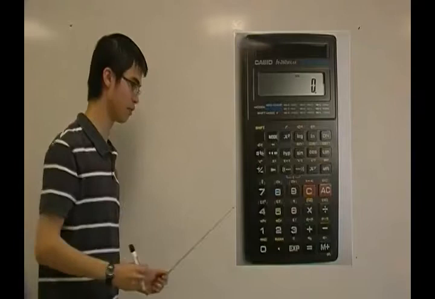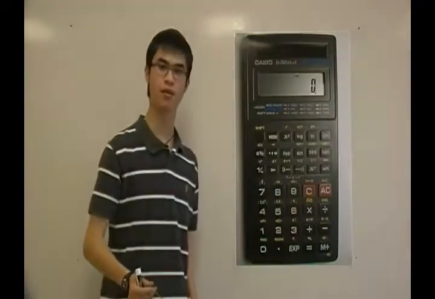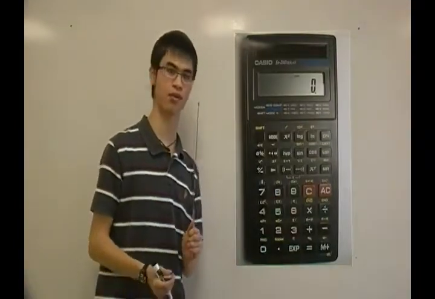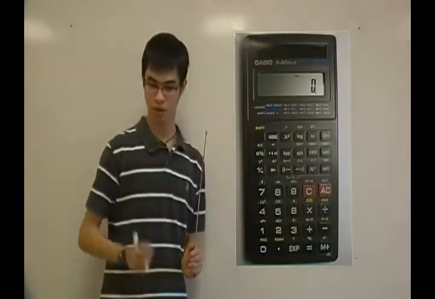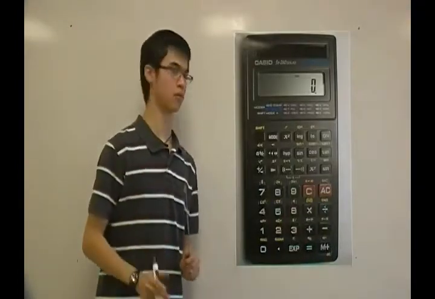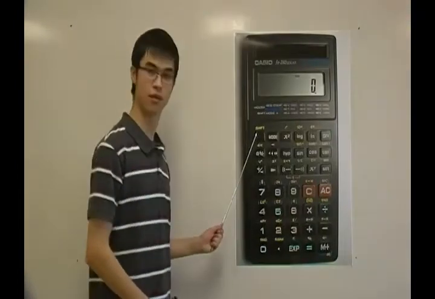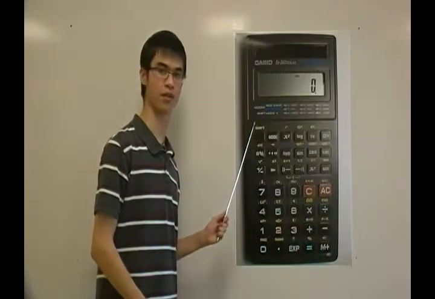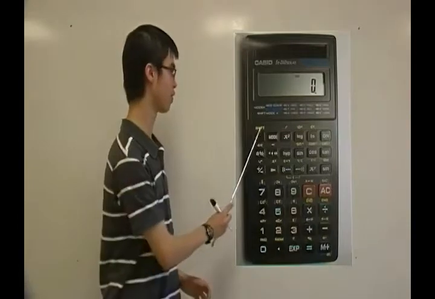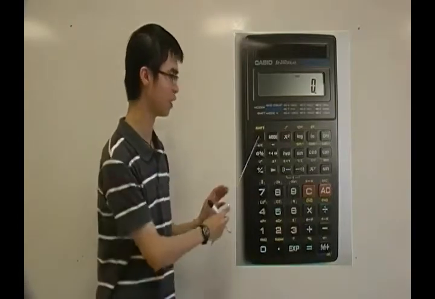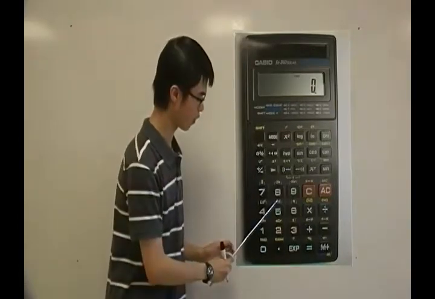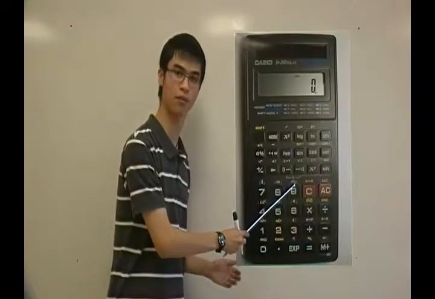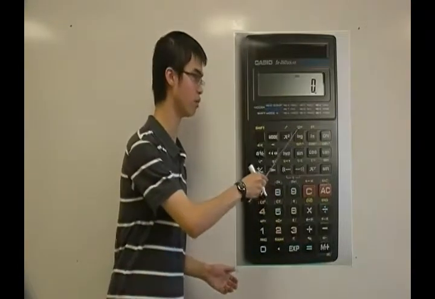Now, there is another important button that you should remember to use: the shift button. It is this button right here. It's highlighted right above the button as shift. What this button is used for is when you hit it on the calculator, whatever is above the regular buttons here is what you will be using.